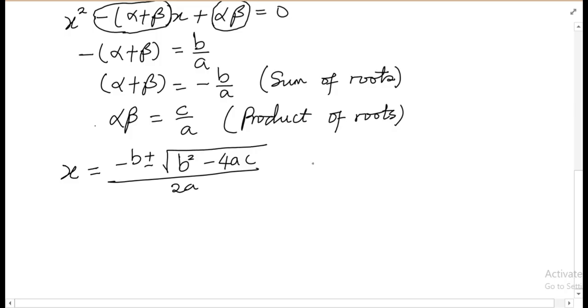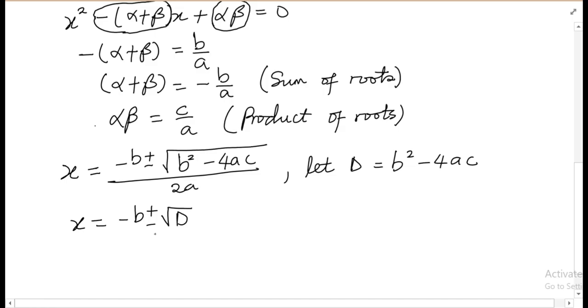Let's say that d, which is the discriminant, be equal to b square minus 4ac. So we won't be carrying b square minus 4ac, but we'll use d instead so that we can make the formula look simpler. So you have minus b plus or minus root d all over 2a, because d is b square minus 4ac. So we're using the discriminant now.